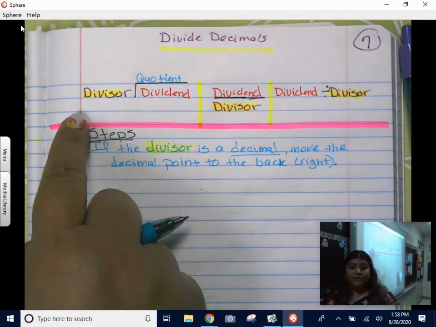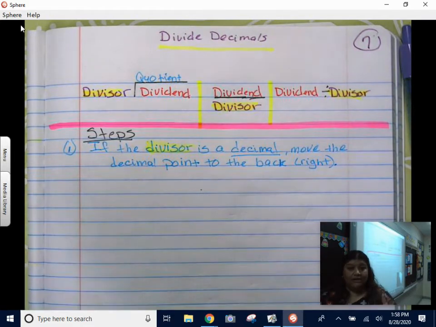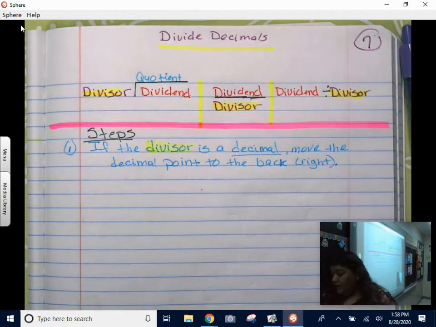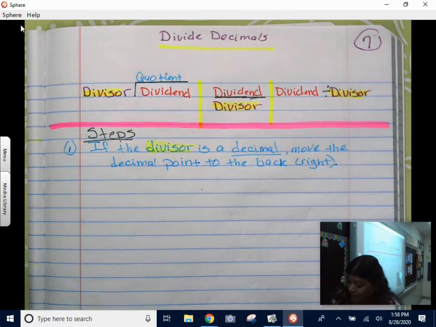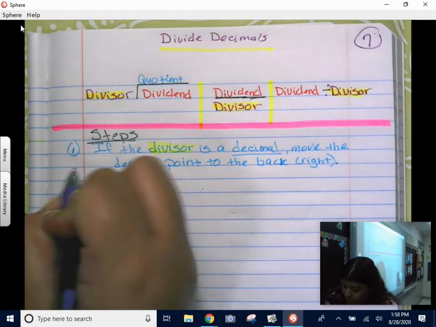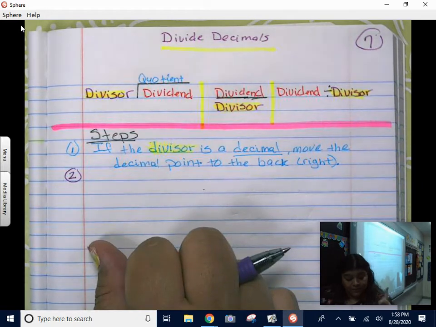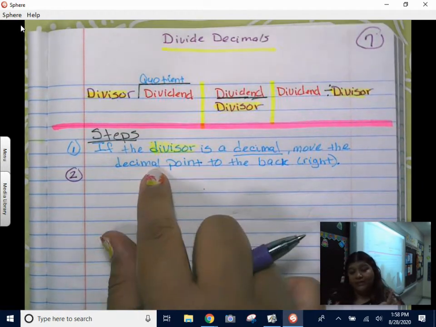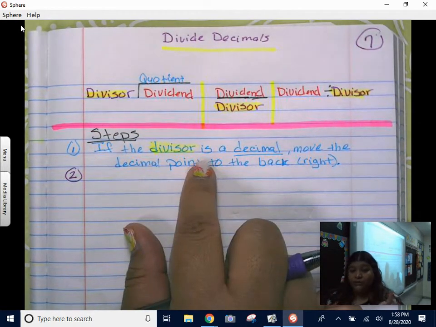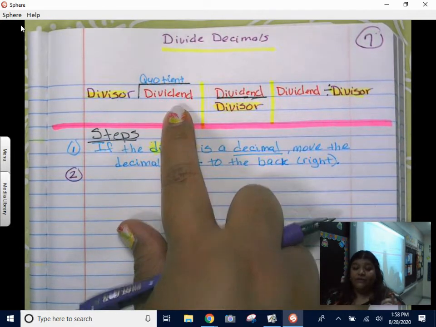So look at your divisors, however it's written. If they are a decimal, we're gonna move that decimal point all the way to the back until we turn it into a whole number, okay? Now, once you do that, okay, here's step number 2, okay? You only have to do step 2 if you have a decimal as a divisor. So step 2, we're gonna move the same amount of points you moved in your divisor in your dividend.